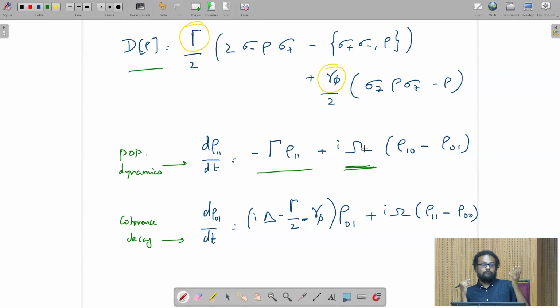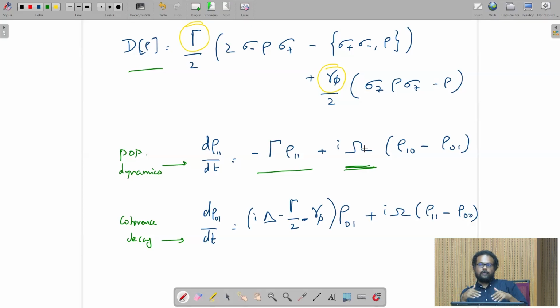And as we have already seen, dephasing or decoherence process has no significance in the dynamics of the population. It doesn't matter. You agree with me on that? Right?